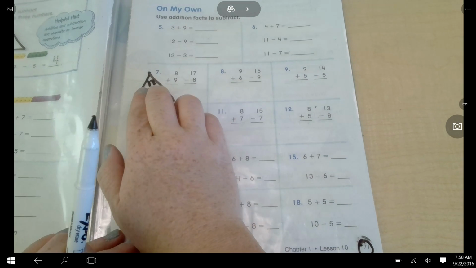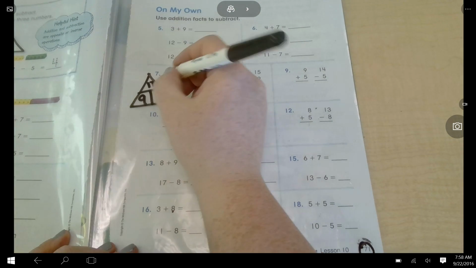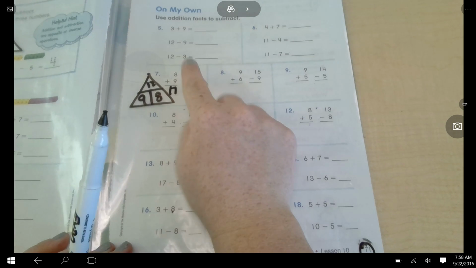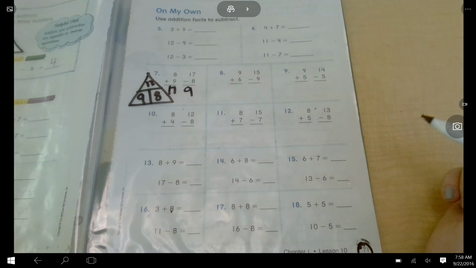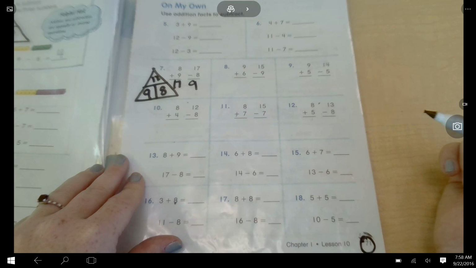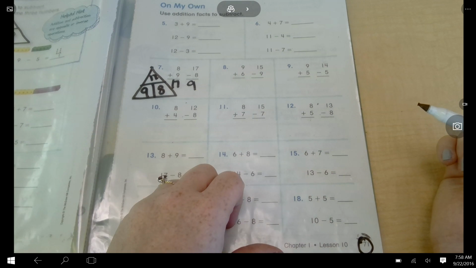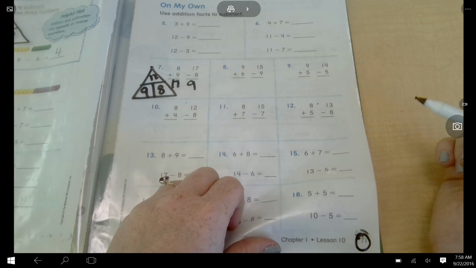8 and 9 are there, so I'm going to cover them up. 17 is the last answer. 17 minus 8, 9 would be my answer. Use your fact family triangles for the rest of the problems on this page. I'll be checking those when you come to my teacher lesson. Pause the video and do that now.